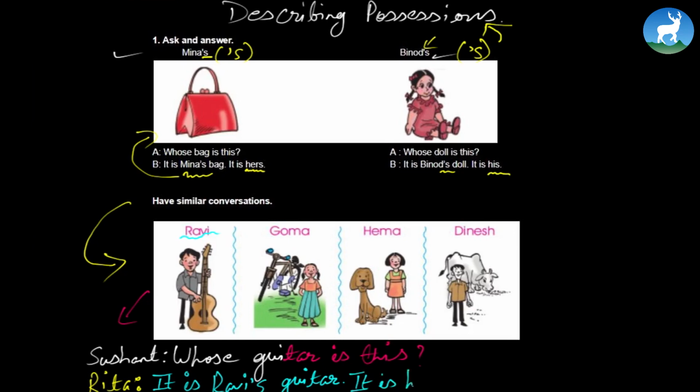Well, in general conversation, this reaffirming is not that necessary, by the way. Once you say it is Ravi's guitar, Sushant gets the answer, right? But still, to understand possessions, this exercise is helpful. It is his. It is Ravi's guitar. Similarly, you can have a similar conversation for Gopal, Hema, and Dinesh. Whose dog is this? It is Hema's dog. It is hers. See? It's the same pattern that we follow.